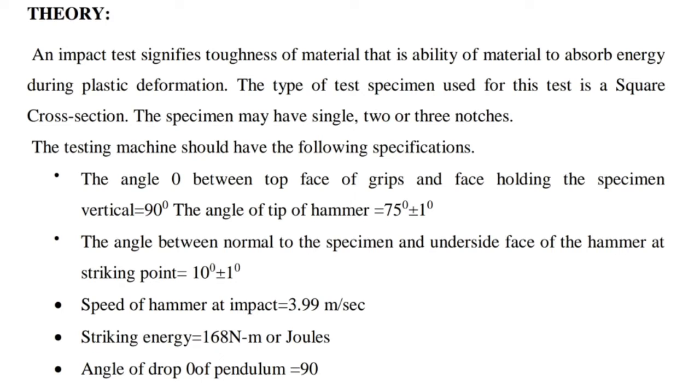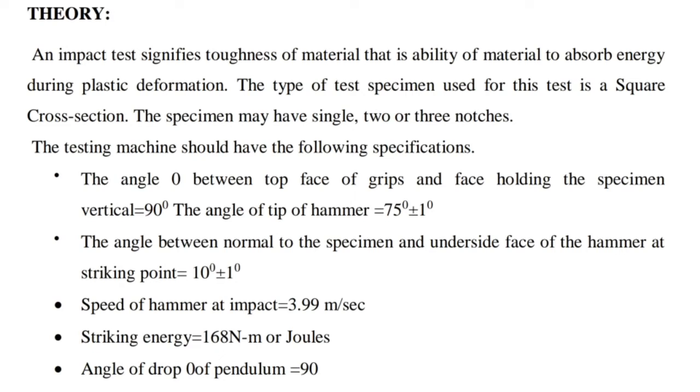The testing machine should have the following specifications: the angle theta between the top face of the grips and the face holding the specimen vertical is equal to 90 degrees. The angle of the tip of the hammer is equal to 75 degrees plus or minus 1 degree. The angle between the normal to the specimen and the underside face of the hammer at the striking point is equal to 10 degrees plus or minus 1 degree.